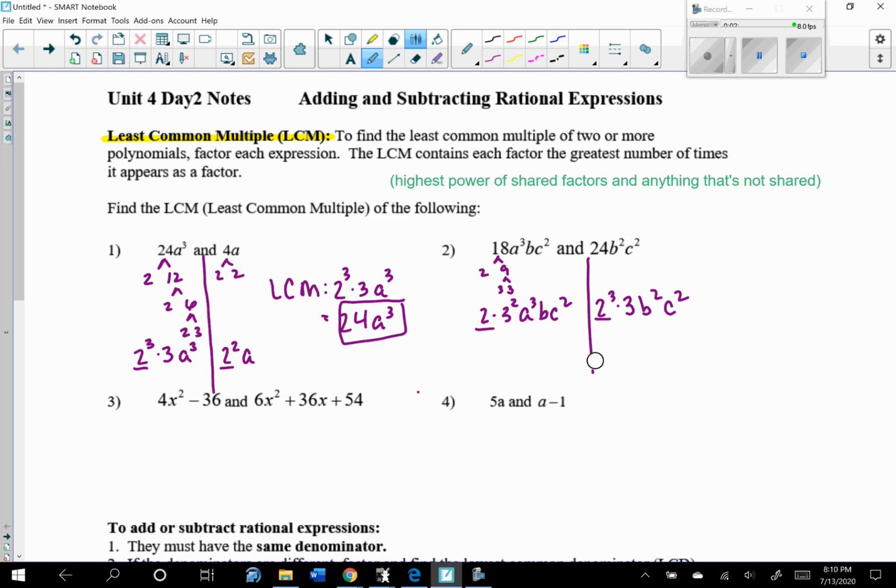So that means our LCM, if we have 2 to the third is the highest, that means we need 2 to the third here. Then we have 3 squared and 3, so times 3 squared, because that's the highest power. Here there's an a cubed, but there's none on this side, so that means we need a cubed here. We have a b and a b squared, so the highest would be b squared. C squared and c squared would be c squared. So then anything that's numerical, we just need to figure out what that's equal to. So 2 cubed is 8, and 3 squared is 9, so 8 times 9 is 72. And then we have a cubed, b squared, c squared.